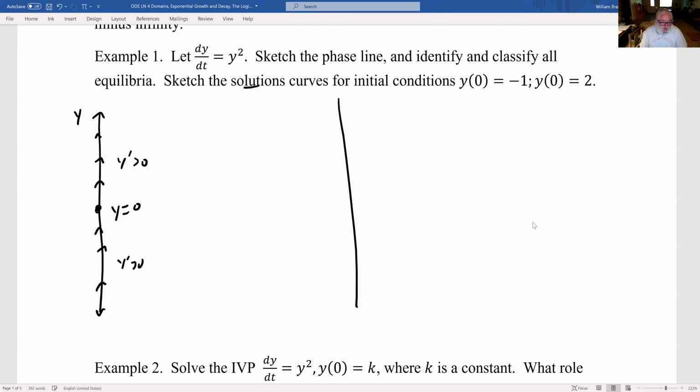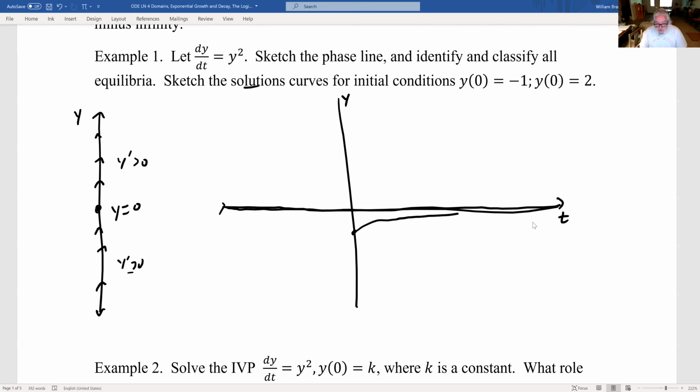Well, I'm not going to draw the whole slope field. There's t, there's y. We know y equals 0 is an equilibrium, and so our solution curves can't cross that. y of 0 equals -1. That's down here, right? So we're starting at -1. We know the derivative is always positive, so it's got to be always increasing, but it can't cross y equals 0. So it has to go up this way. It will exist for all forward time because it's just going to get closer and closer to 0. But we don't know what happens in backwards time.